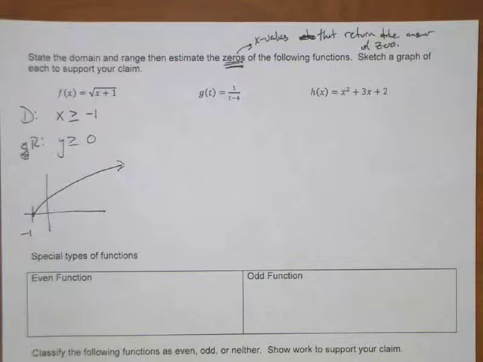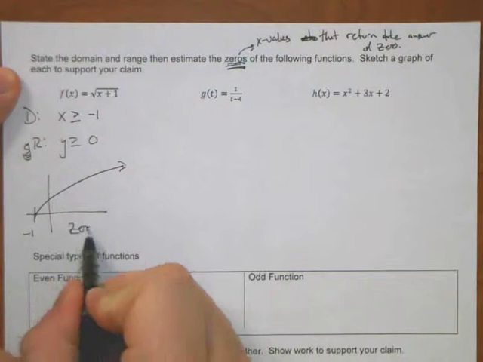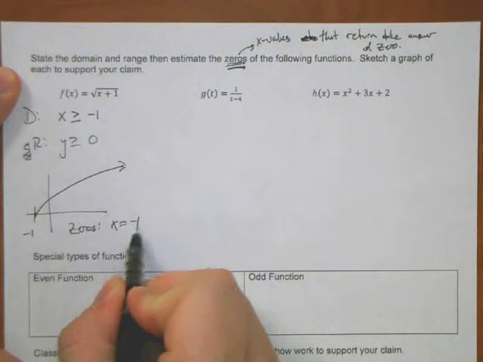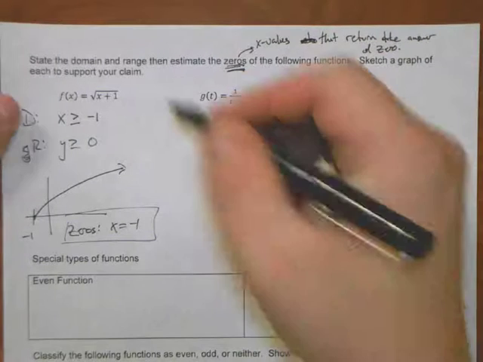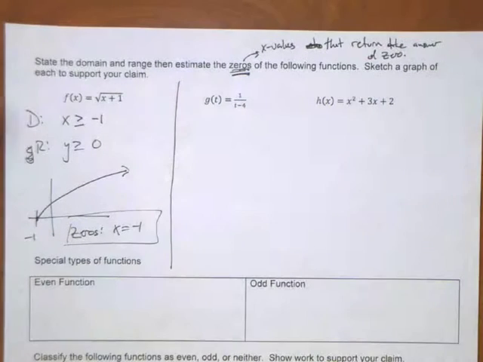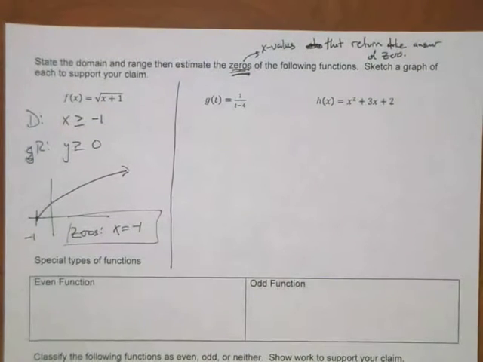What are the zeros? What x could I plug in to get 0? We already said it. -1. And that's the only one. Did we answer all of it? I think we did. Found the domain and range, found the zeros, and we sketched the graph.